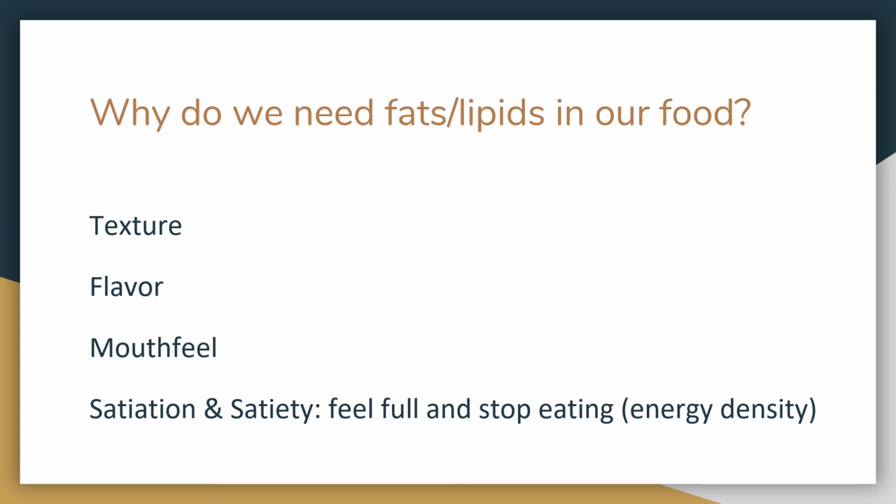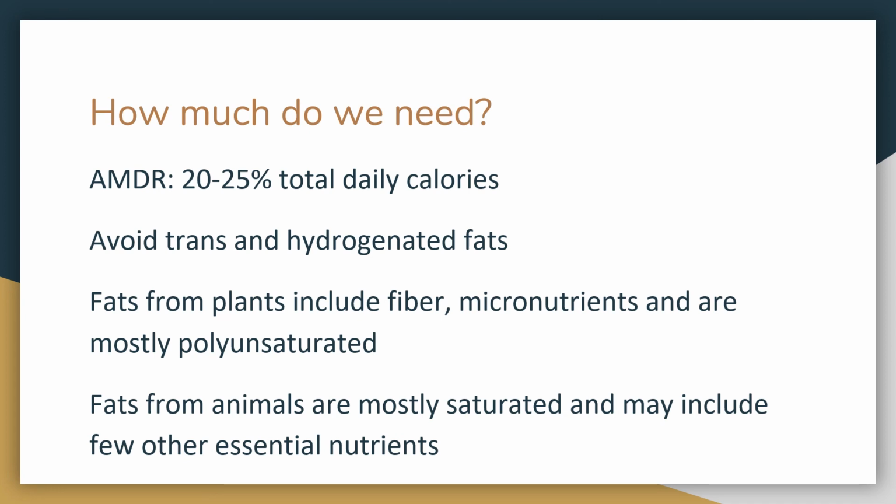I don't think I wrote this out, but it was back in Unit 1, energy density, referring to the amount of calories per volume of food. So fats are the most energy dense of our macronutrients. Proteins and carbohydrates provide 4 calories per gram of that molecule. Fats provide 9 calories per gram. So they are far and away more energy dense than either carbohydrate or protein. And then how much do we need?